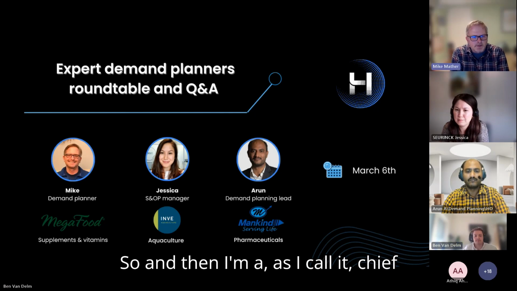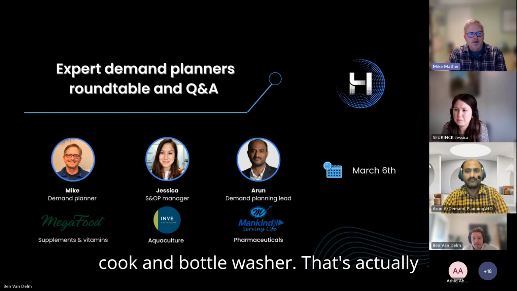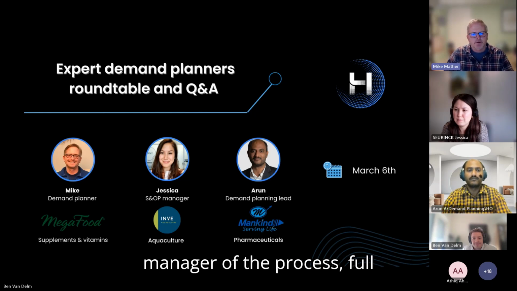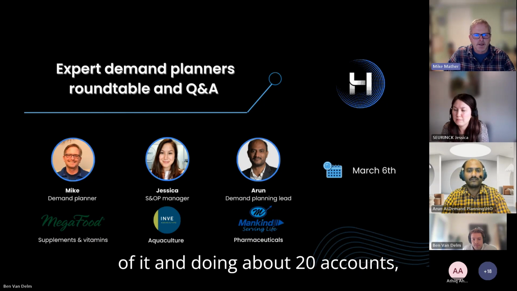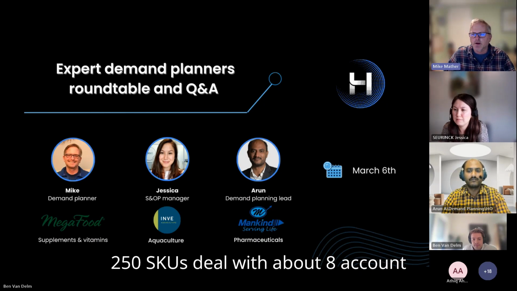And then I'm, as I call it, chief cook and bottle washer. That's actually my favorite role. I'm the manager of the process, with full ownership of it, and I'm also the planner of it, doing about 20 accounts, 250 SKUs, and dealing with about 8 account managers.